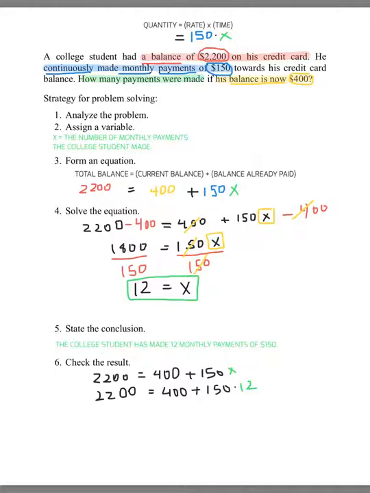And then again, we're going to have to bring down the 2,200. And we're also going to want to bring down the 400. And 150 multiplied by 12, that gives us 1,800. So we're going to go ahead and bring that down. And then on the right hand side, 400 plus 1,800, that gives us 2,200, which is exactly the same as what's on the left hand side of the equation. So we end up with a true statement, and therefore that verifies that our solution is correct.